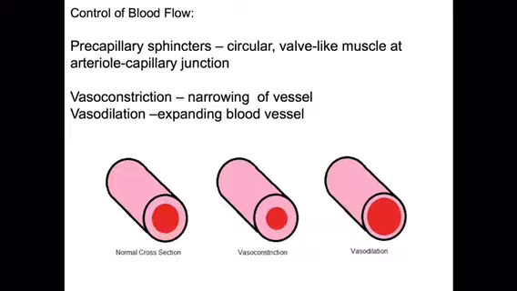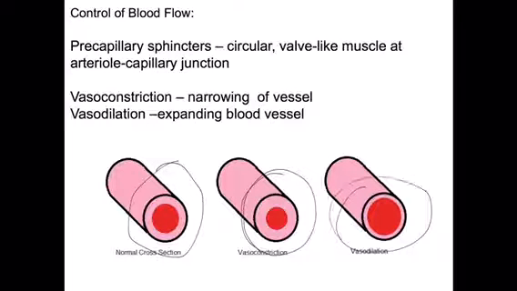Okay, so how do we control blood flow? Okay, this is a great diagram showing, like, this is kind of a normal flow. This is vasoconstricted, meaning constriction means to close, and then dilation means to open. So narrowing is vasoconstriction, vasodilation is expanding.